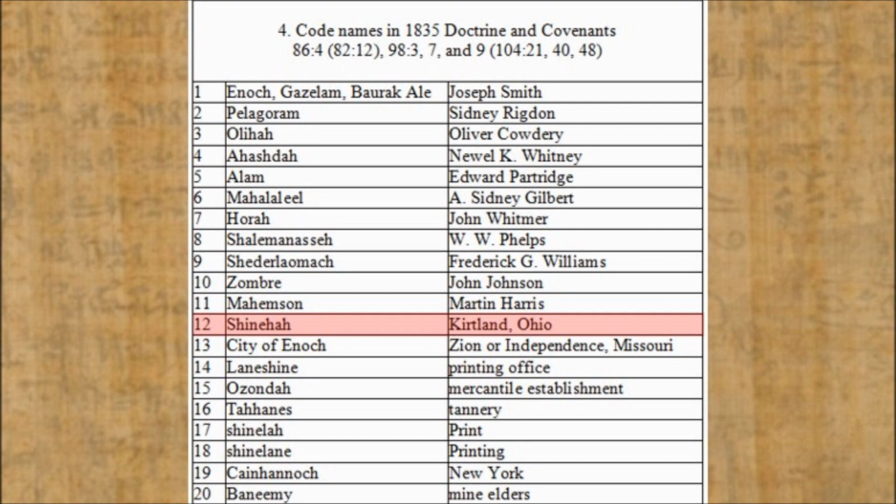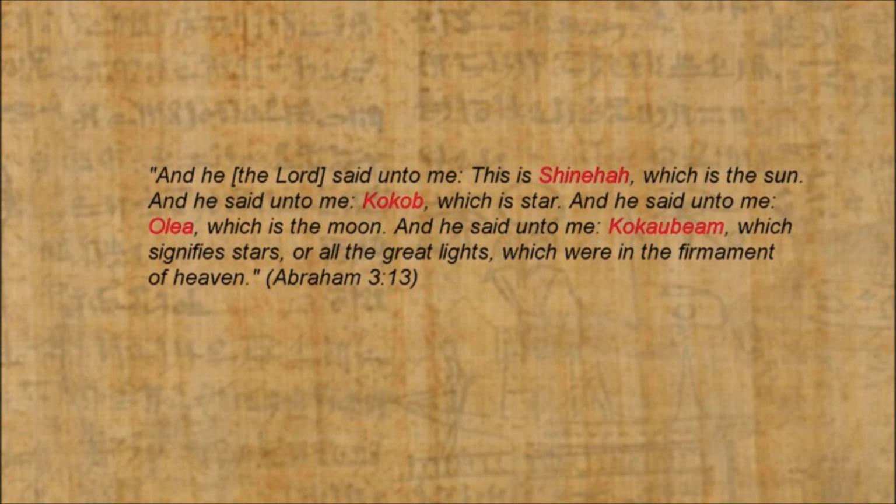The passage in Abraham mentioning Shinha reads, "And the Lord said unto me, This is Shinha, which is the sun. And he said unto me, Kokab, which is star. And he said unto me, Oleah, which is the moon. And he said unto me, Kokabim, which signifies stars, or all the great lights, which were in the firmament of heaven." Note that Kokab and Kokabim are Hebrew words, meaning star and stars, and that amending the passage in Abraham 3:13 would not be a simple matter of inserting Hebrew words.